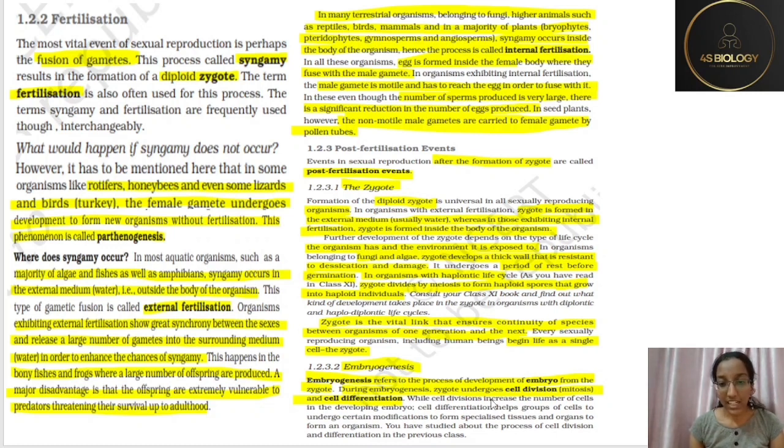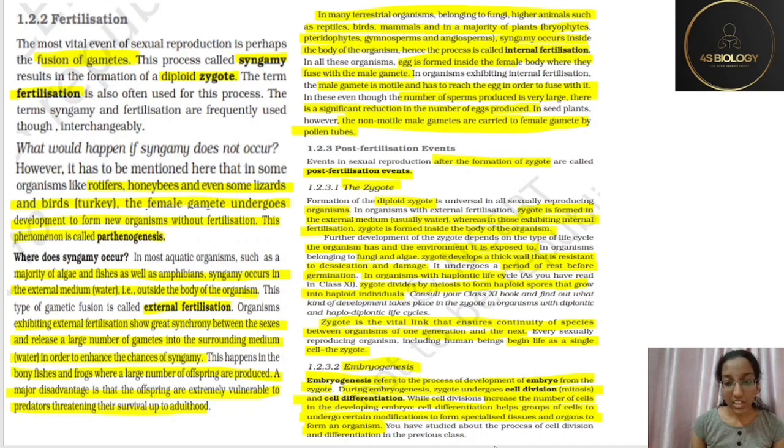While cell divisions increase the number of cells, what does cell division mean? Cells keep increasing. In the developing embryo, cell differentiation helps groups of cells to undergo certain modifications to form specialized tissues and organs to form an organism. Division means the cell divides, and as it divides, there is an increase in cell number. Differentiation means this cell has this function, that cell has that function, so it differentiates to form an organ, tissue and everything. After forming, it becomes an organism.